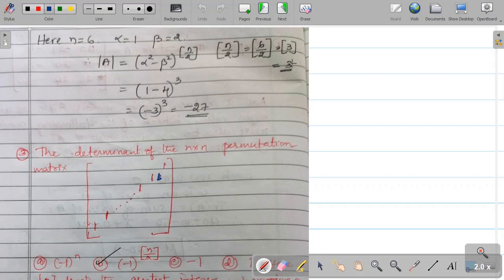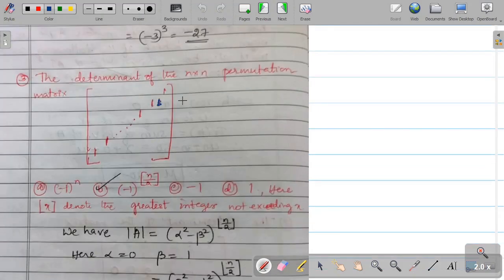If you don't know how to define the greatest integer function, then I made a video on the greatest integer function before. Please watch that video to know more about it. So it is 1 minus 4 whole cube. So this is minus 3 whole cube, which is minus 27.